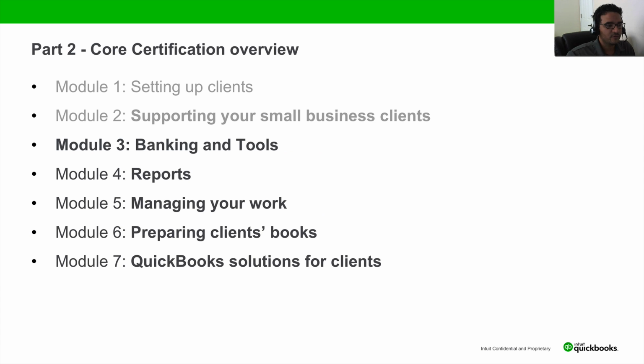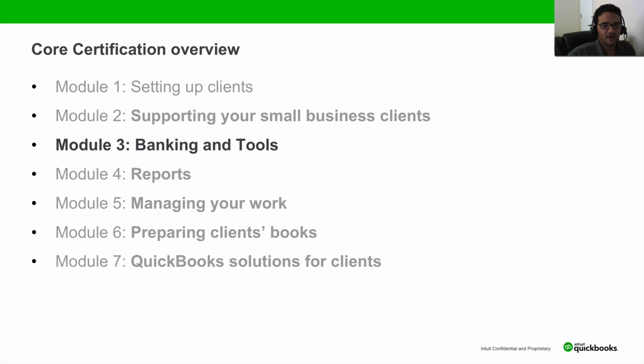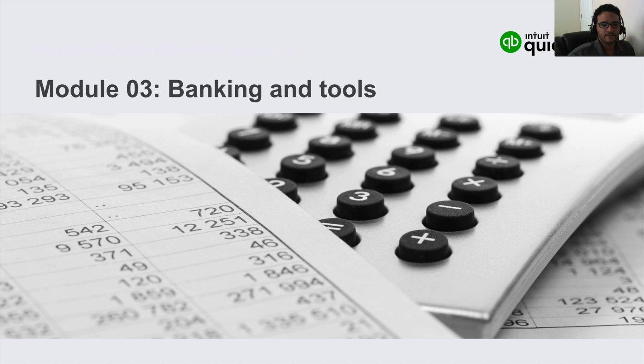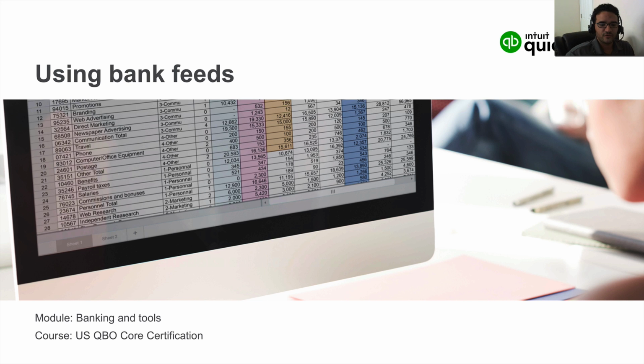For part 2, which we're about to embark on for the next 2.5 hours, we're going to cover modules 3 to 7: banking and tools, reports, managing your work. This is as an accounting professional, preparing your clients' books, and some solutions for your clients beyond what QuickBooks offers. So let's start with module 3, banking and tools.